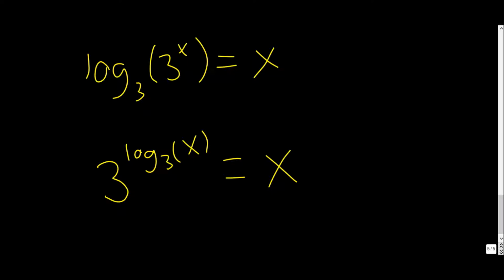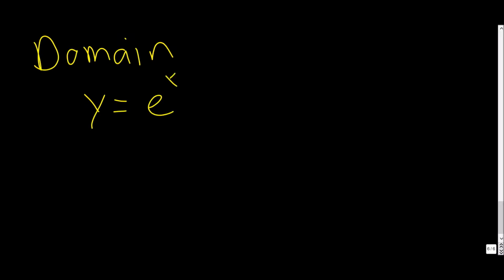And lastly, I want to talk about domain very specifically. So with domain, we have, let's say, y equals e to the x. This is going to be all real numbers. So we can plug any number we want in. We can plug in negative a billion if we want. That's just going to give us a really, really tiny positive number. So our domain is going to be everything. Our range is going to be all positive numbers.